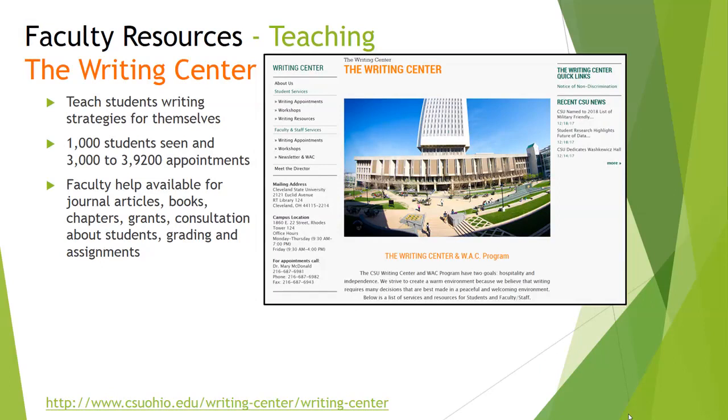The CSU Writing Center and WAC, Writing Across the Curriculum program, have two goals: hospitality and independence. They strive to create a warm environment because they believe that writing requires many decisions that are best made in a peaceful and welcoming environment. The other goal of independence refers to their desire to teach students to use writing strategies for themselves. The center has seen over 1,000 students a year and given between 3,000 to 3,920 tutorials on average for the academic years.